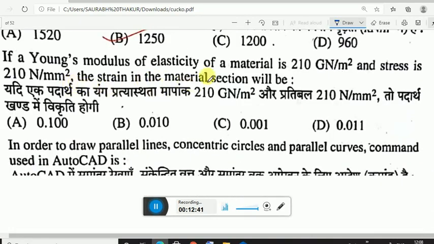If the Young's modulus of elasticity of the material is this much and the stress is this much, strain the material, E equals stress upon strain. You just have to use this formula, you will get your answer. Okay.